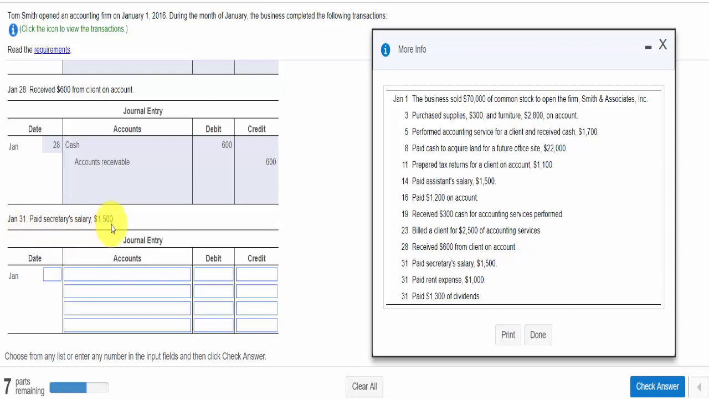Paid secretary salaries of 1500. Here salaries expense is debit, because it increases salary expense, and increase in expense is always debit. We paid salaries, so the second account we use is cash, because we paid the salaries in the form of cash. Cash is our asset account, and it decreases, that's why we use cash as a credit of 1500.